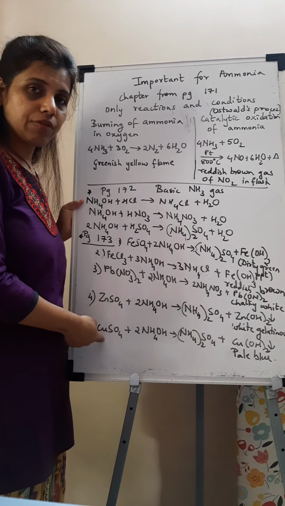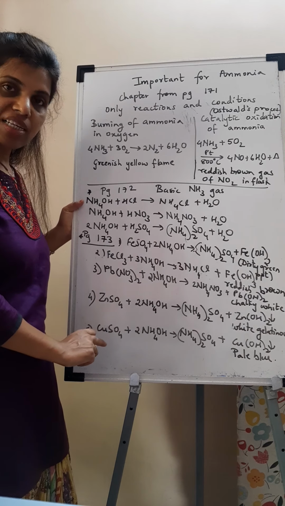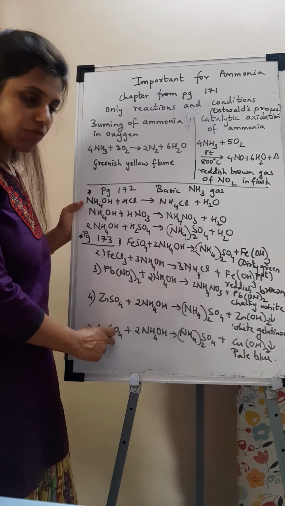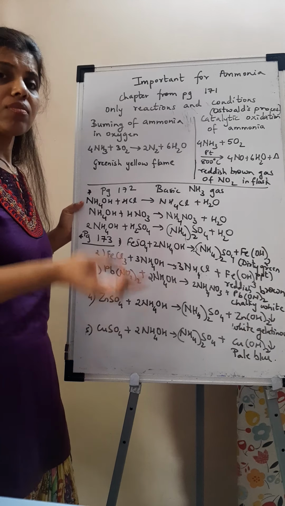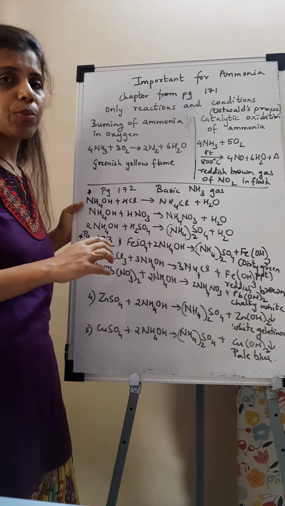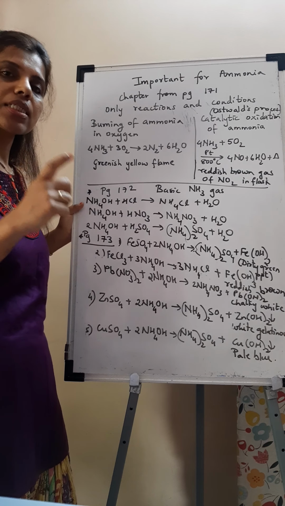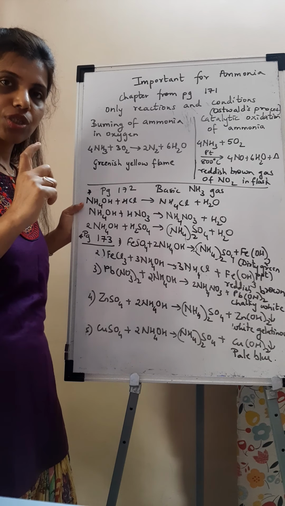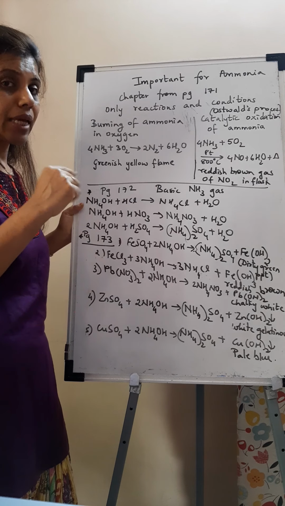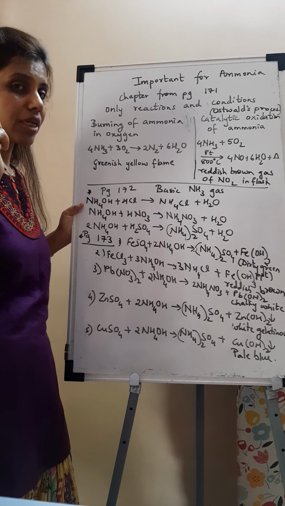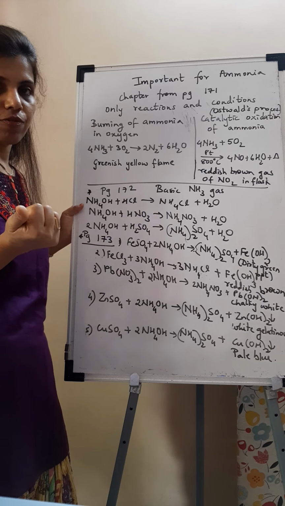Then about copper sulfate. When copper sulfate reacts with ammonium hydroxide, again there is an exchange of anions. So ammonium sulfate is formed and the copper hydroxide you get is a pale blue precipitate. Now this pale blue precipitate also becomes soluble when you add excess ammonium hydroxide. So you get a solution of copper hydroxide. But when it is in solution form, the compound changes. It is now tetraamine copper sulfate.